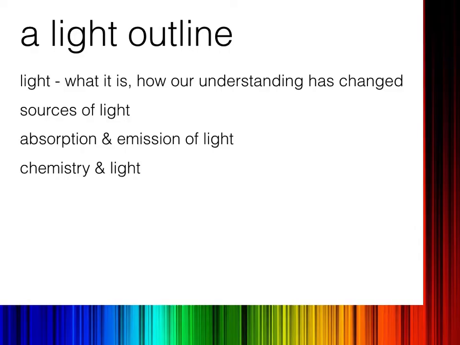So what will you learn in my section? Well, I have 3 lecture slots, and I'm going to break that down into 4 recorded lectures. Essentially, I'm going to do a little bit about what light is, and how our understanding of what light is has changed. Then a small amount on the sources of light, so the differences between different types of light bulbs or LEDs or things like that. Then we're going to look at the absorption and the emission of light, what gives colours to everything around us, essentially. And then I'm finally going to finish with some of the chemistry that we can do with light.